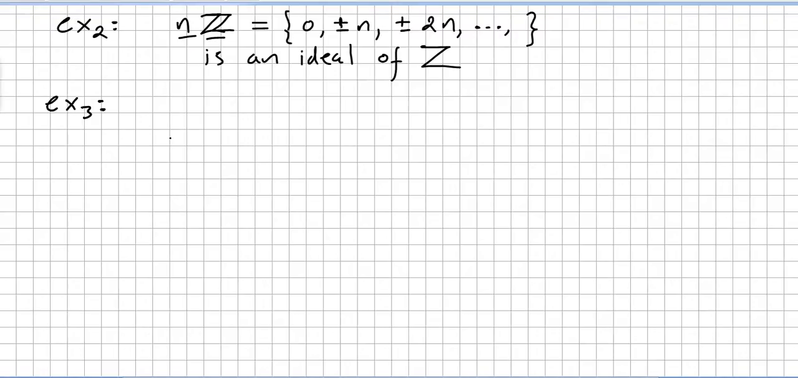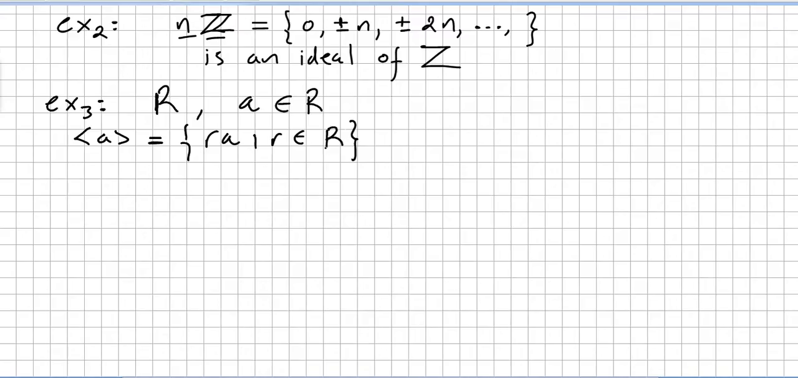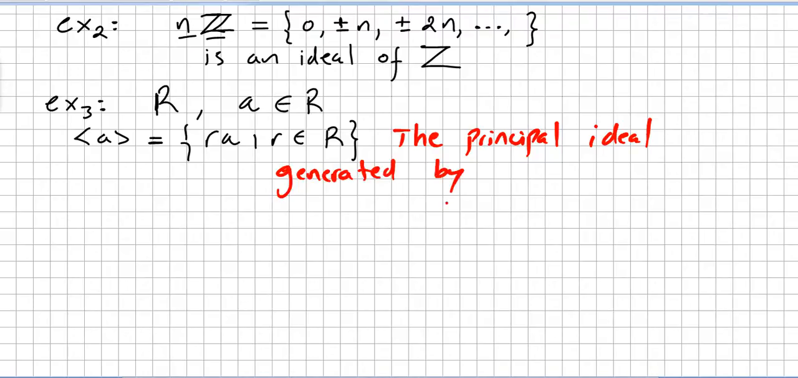Now, a third example: if we have a commutative ring with unity, and we have an element A in the ring, the set generated by A, which is the set of RA such that R is in the ring, is an ideal of the ring, and this one is called the principal ideal generated by A.